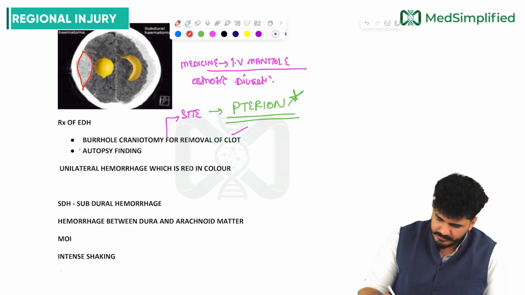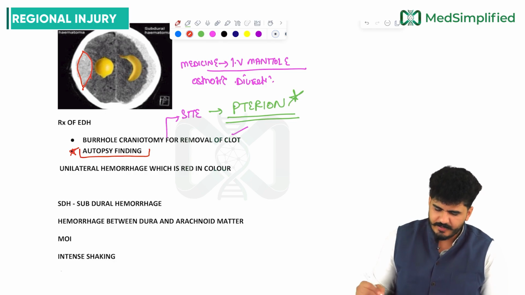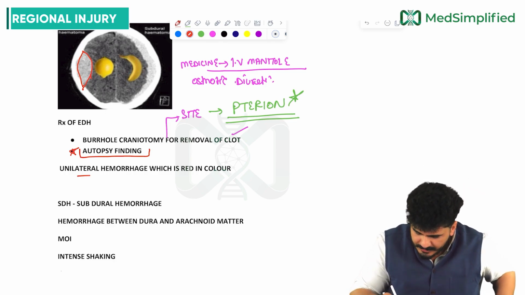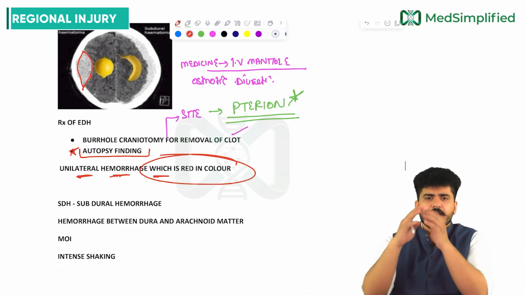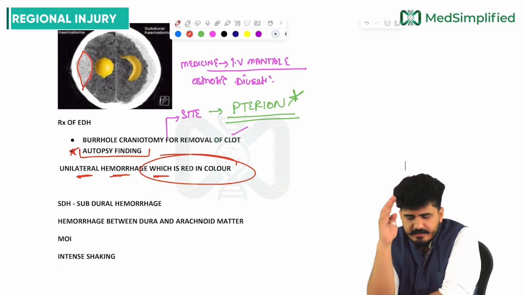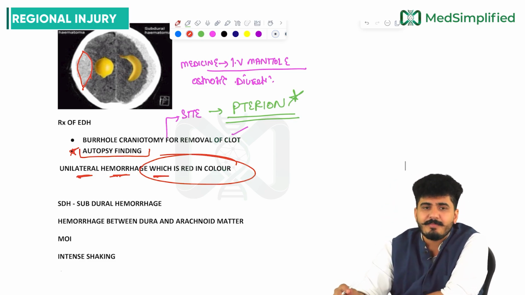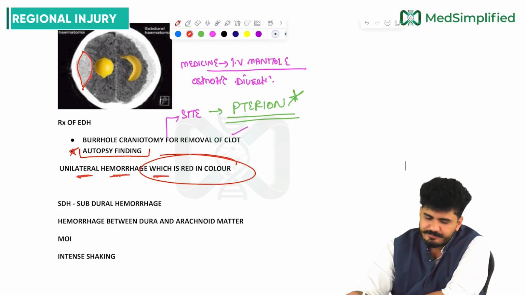And autopsy finding. What autopsy finding are you going to see? Unilateral hemorrhage which is red in color. If you open the skull vault, you will see the unilateral hemorrhage which is red in color, my dear friends, because blood clot was there.